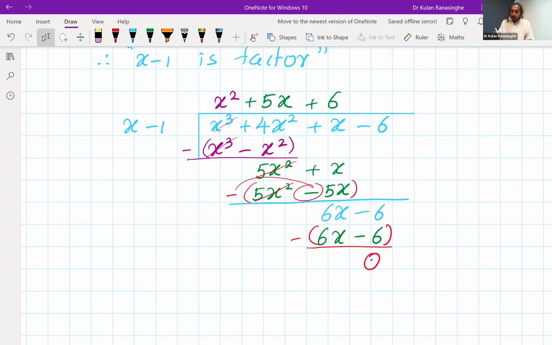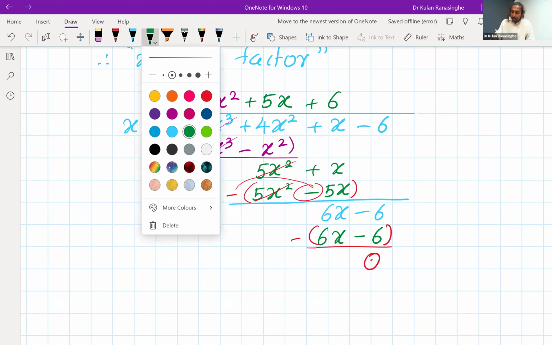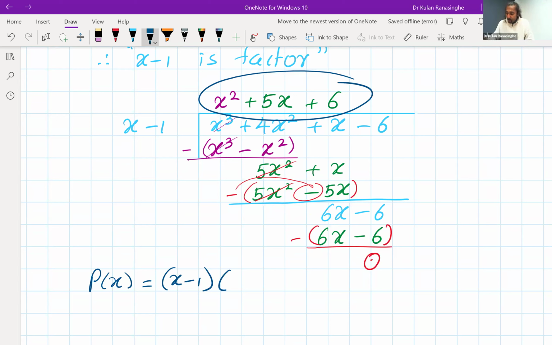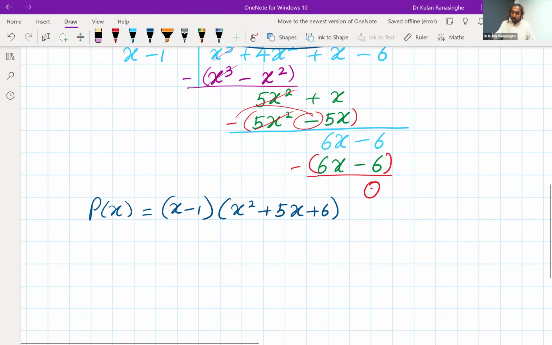Now we have the polynomial P(x) written as a linear factor, which is x minus 1, times the quotient, which is x squared plus 5x plus 6, and the remainder, which is 0. Well, that's nothing to do here, just get rid of it. Now I have factorized my polynomial. Once I factorize, I can go a little further. This is quadratic.